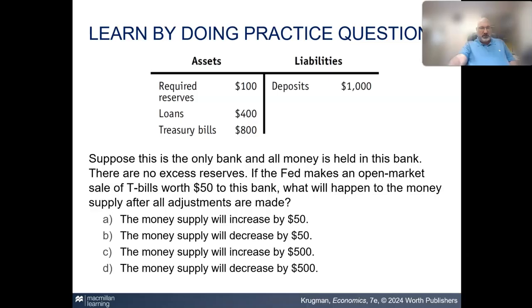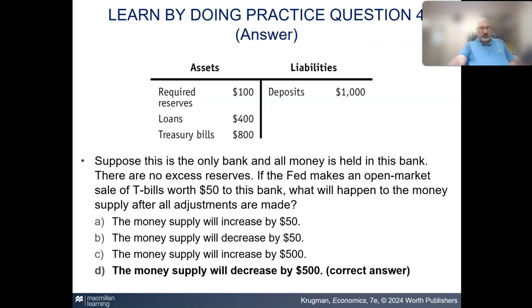So if they're selling T-bills, they're taking that money out. So it would decrease by 500. And that's because it's 50 and you got the required reserves of 100. So you basically got a money multiplier of required reserves of 100, deposits of 1,000, money multiplier of 10. So 50 times 10 is 500.